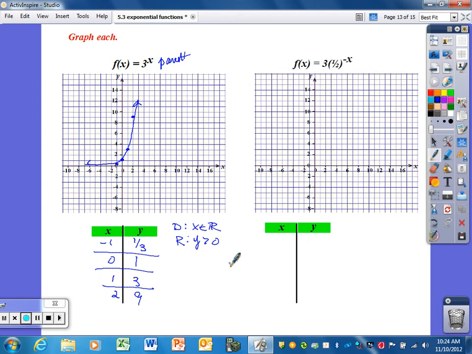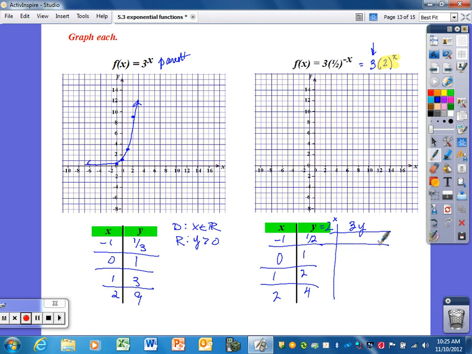This time, my parent function, let's change this up because I have a multiplier: 3 times 2 to the x. So my parent function is right here, y equals 2 to the x. So again, if I put in negative 1, I get 1/2. 0, 1. 1, 2. 2, 4. But this time, I have a multiplier of 3. So I have to take these y values and triple them. So 1/2 tripled is 3/2. 1 tripled is 3. 2 tripled is 6. 4 tripled is 12.